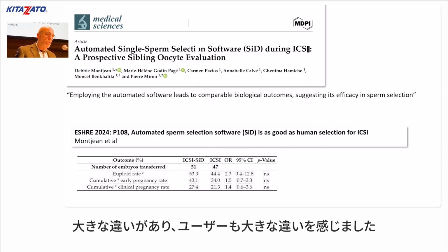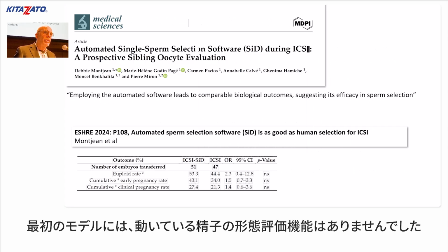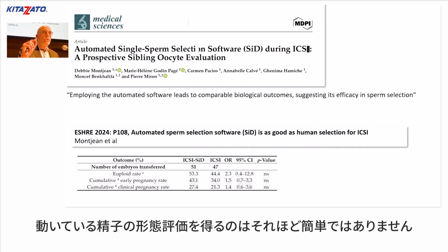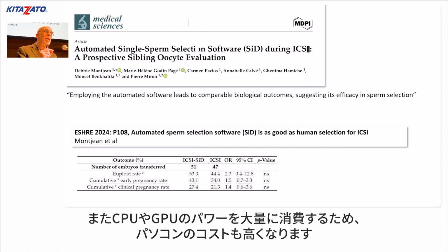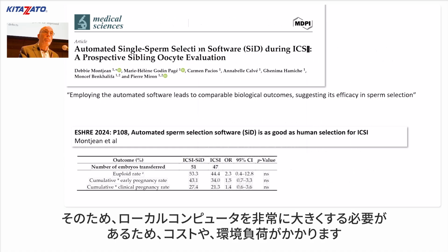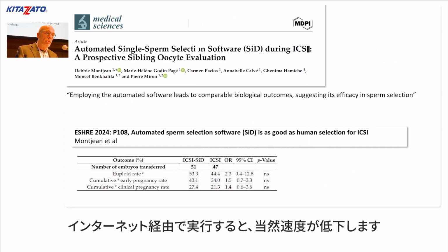And also a big difference, or users think it's a big difference. The first one did not have morphology evaluation of the moving spermatozoa. It is not so simple to get morphology evaluations of moving spermatozoa. It can be done, but it is costly in terms of engineering. It's costly, but it's also costly because you're using a lot of CPU or GPU power. So it's kind of expensive and polluting because your computers have to be very big locally. And so certainly doing it over the internet would slow things down.